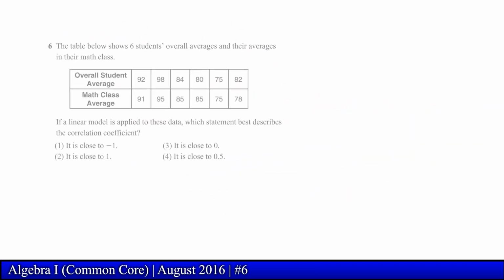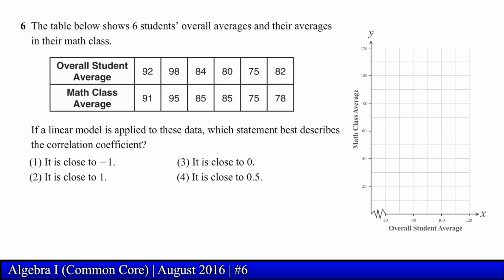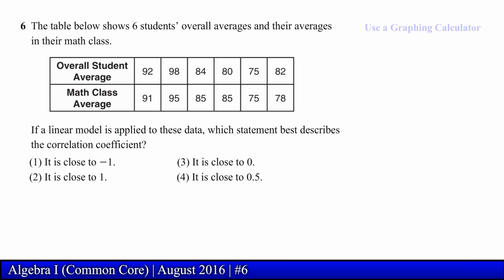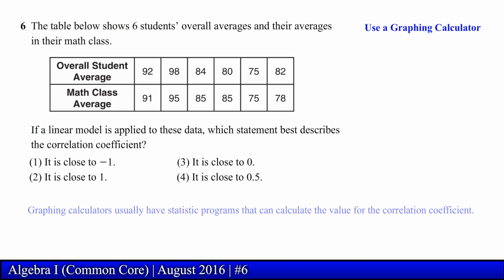One way to determine the correlation coefficient is to plot the points in a coordinate plane and look at the pattern formed by the data, and determine the value of the correlation coefficient by inspection. If the data seems like it lies on a positive sloping straight line, then the correlation coefficient will be very close to +1. If the data seems like it lies on a negative sloping straight line, then the correlation coefficient will be very close to -1. A second way to approach the problem is by using a graphing calculator. Graphing calculators usually have statistic programs that can calculate the value for the correlation coefficient.